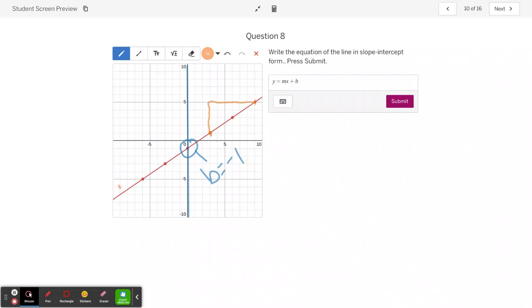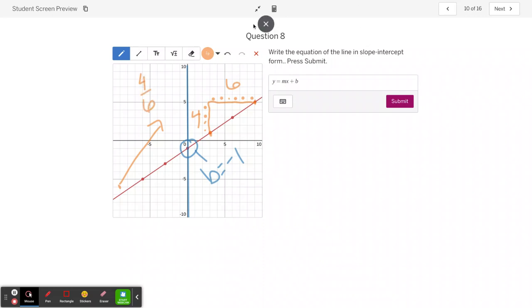Notice my line starts here and goes up, so it's going to be increasing or positive. 1, 2, 3, 4. So I've got a positive 4. 1, 2, 3, 4, 5, 6. Positive 6. So my slope is 4 over 6.